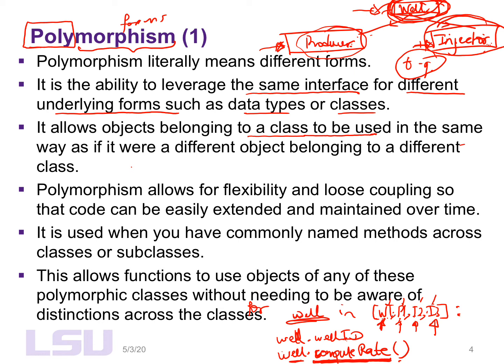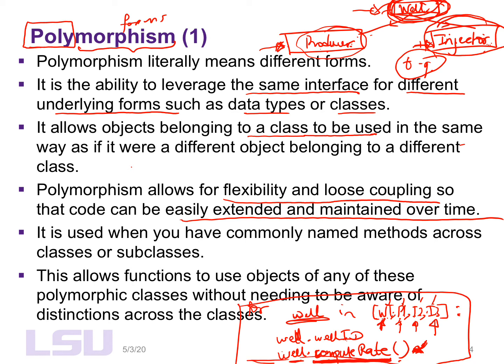So we are using this function in a polymorphic way in different forms. The code can tell at runtime which one it should use. And you will see an example for that when we look at the Python code. So polymorphism allows for flexibility and loose coupling so that you can easily extend code and maintain it over time. So if you need to add new functionality, you can, and your code is robust in the sense that it's not tied to the different types of the different objects.